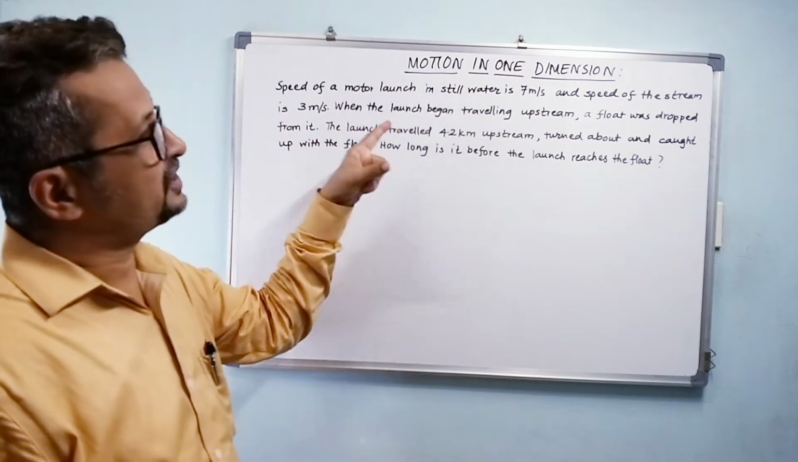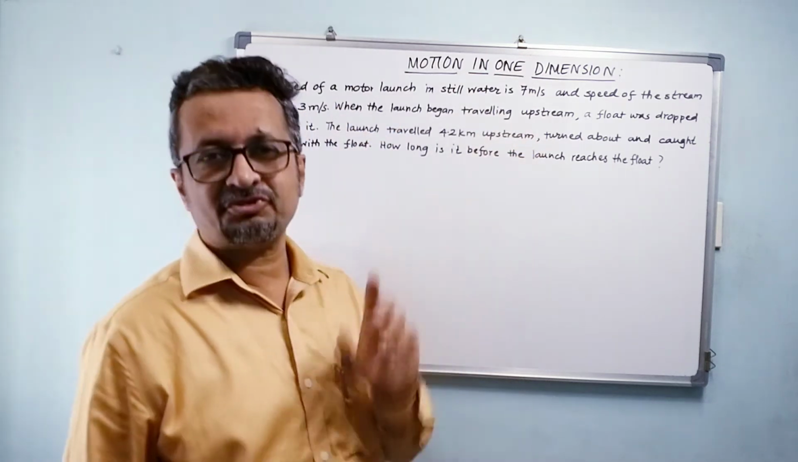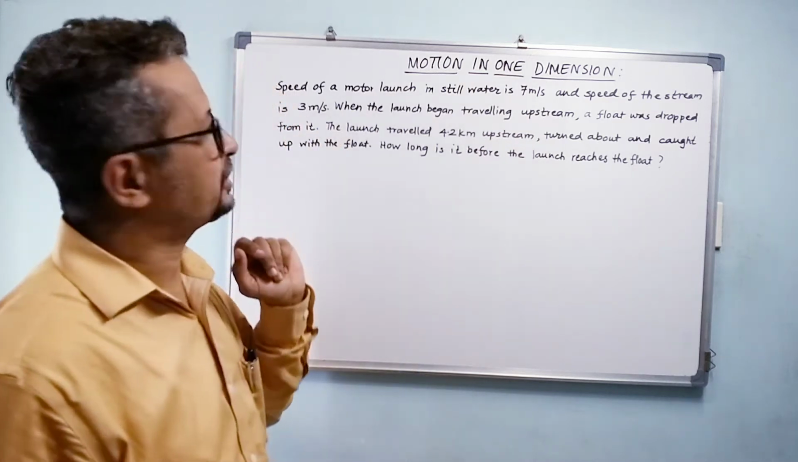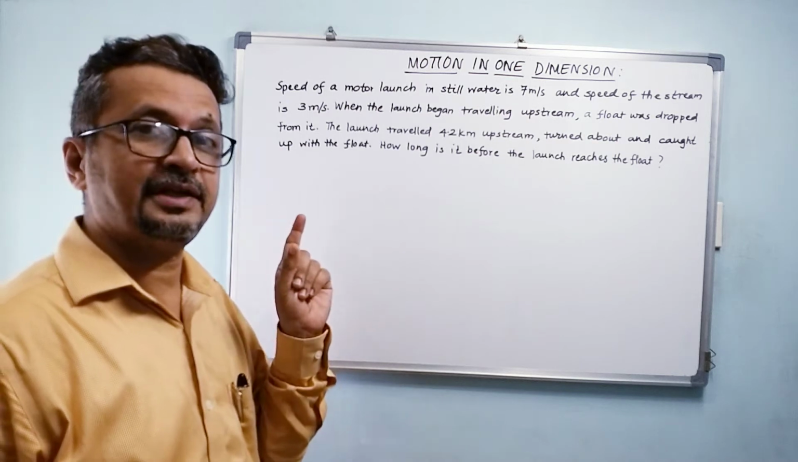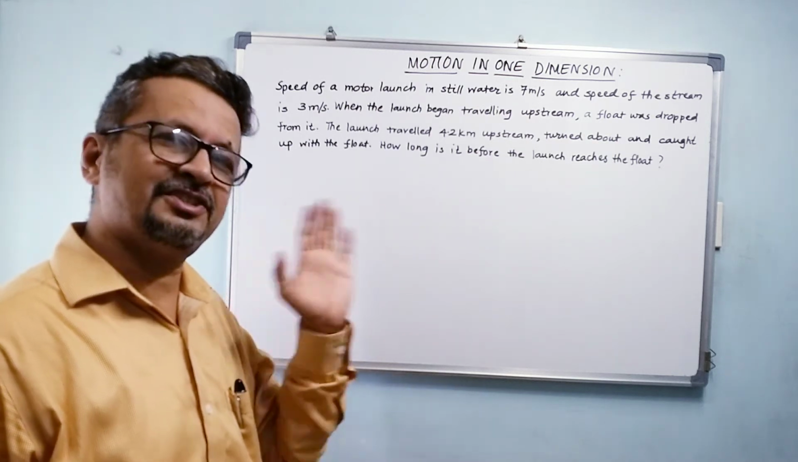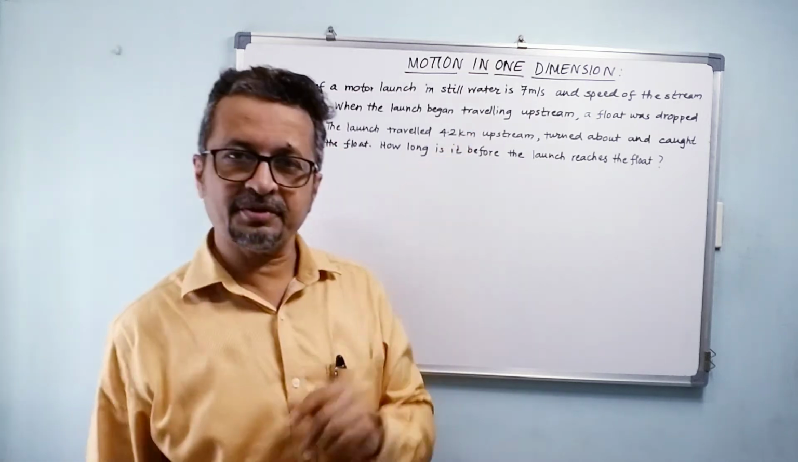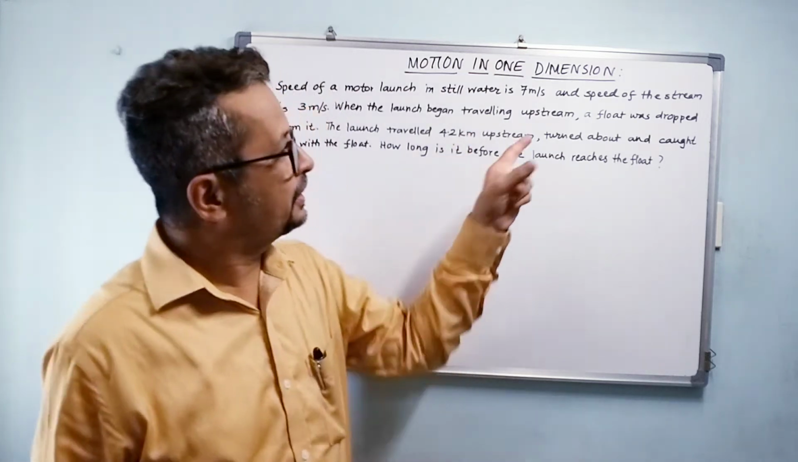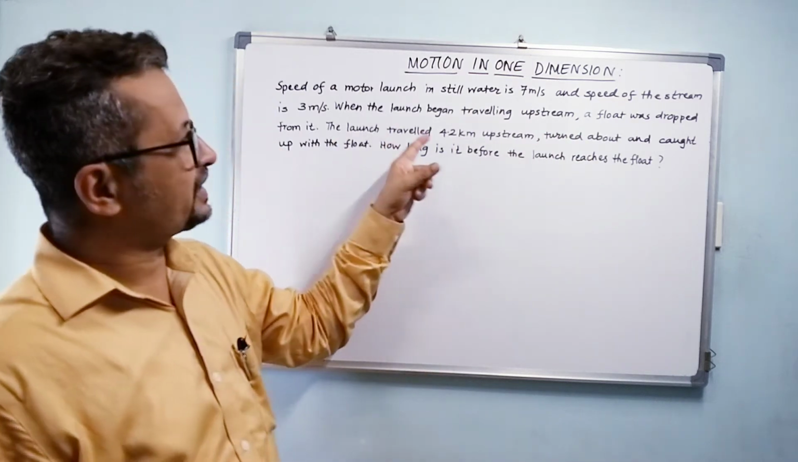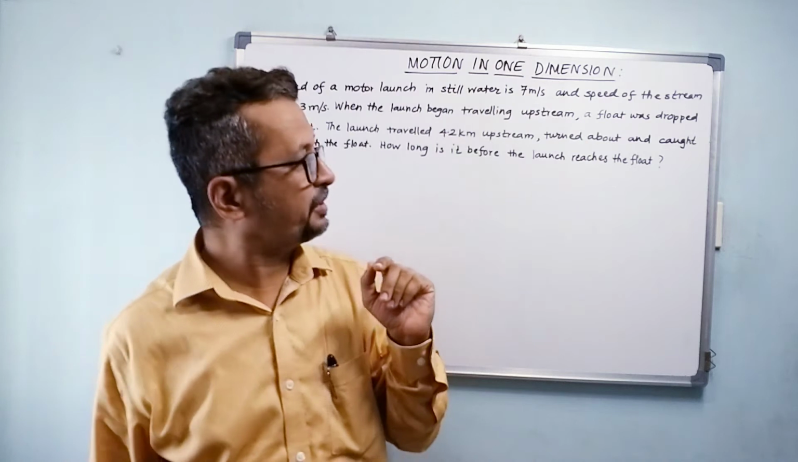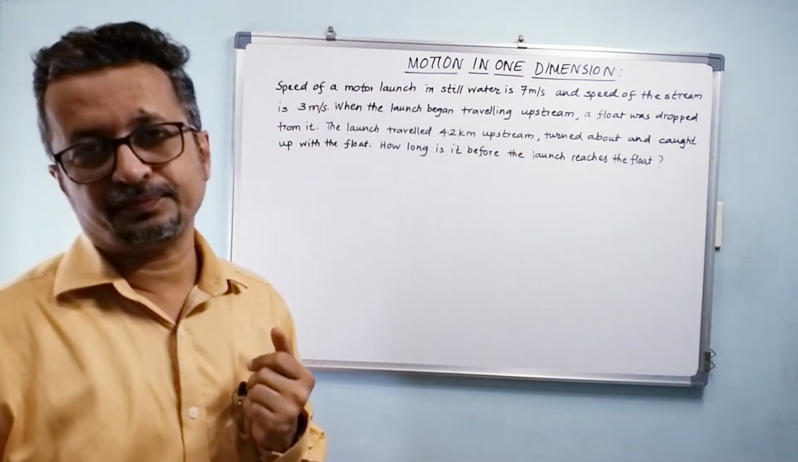Speed of a motor launch in still water is 7 meter per second, and speed of the stream is 3 meter per second. Speed of launch is 7 meter per second in still water, but the speed of the stream is 3 meter per second. When the launch began traveling upstream, a float was dropped from it. The launch traveled 4.2 kilometer upstream, turned about, and caught up with the float.